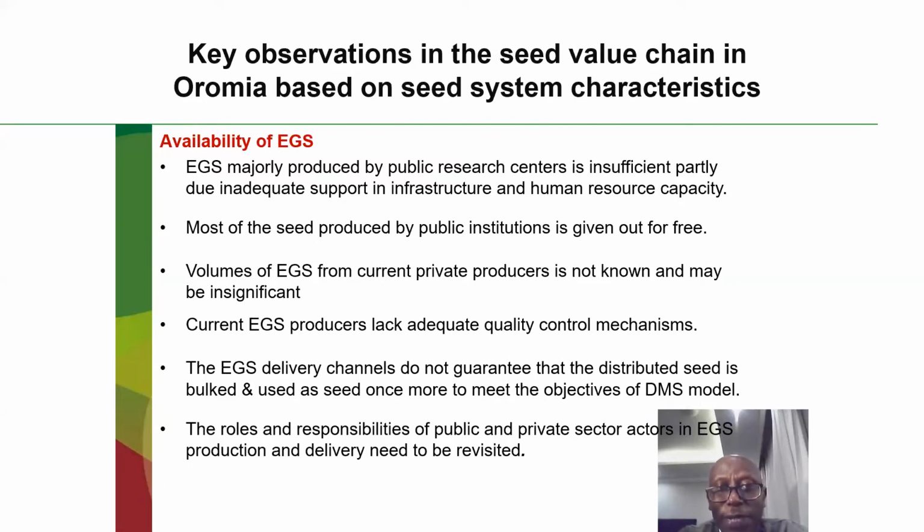The volume of EGS from the current private sector producers is not known and probably it's insignificant. And the current EGS producers lack adequate quality control mechanisms to ensure that the seed that is the foundation of agricultural production is clean and safe. The EGS delivery channels do not guarantee that the distributed seed is bulked and used as seed once more before it is used in ware potato production. And the roles and responsibilities of public and private research sector actors in EGS production and delivery need to be revisited and redesigned.